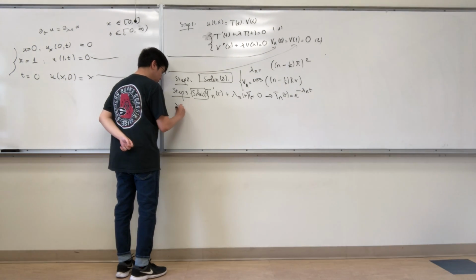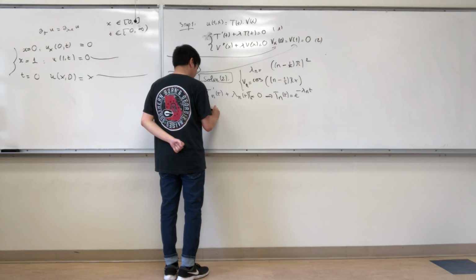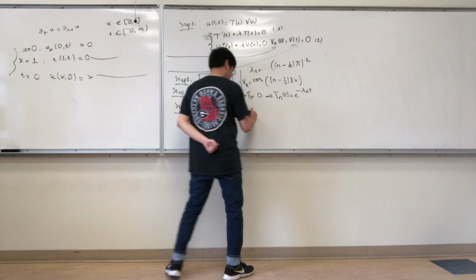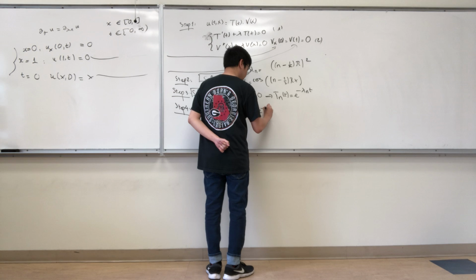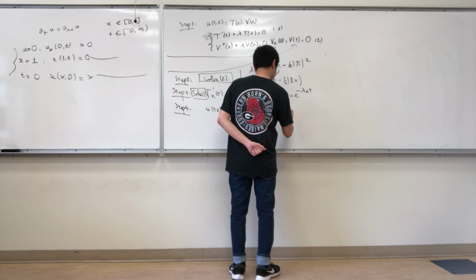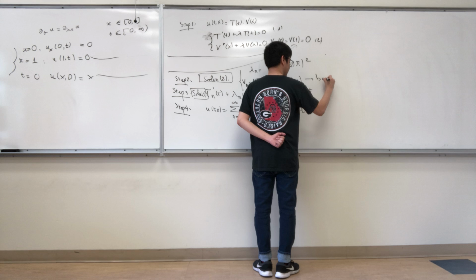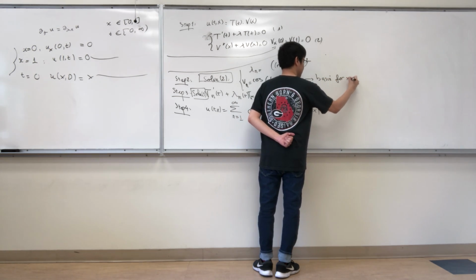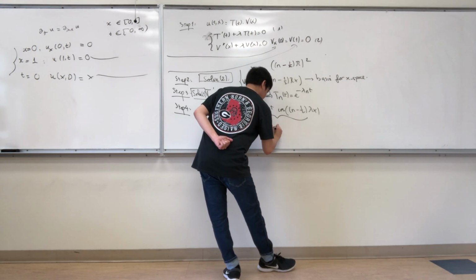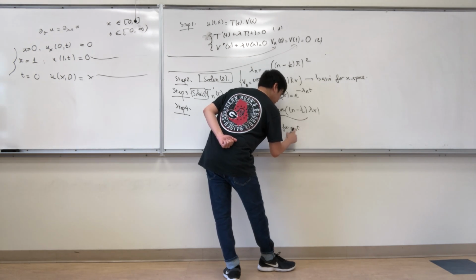So step number 4, you put everything together, and you will get that u(x, t) is the sum when n goes from 1 to infinity of Cn e to the minus lambda n t times cosine of (n minus 1/2) pi x. So this is the basis for the x space, and this is the basis for the x and t space.